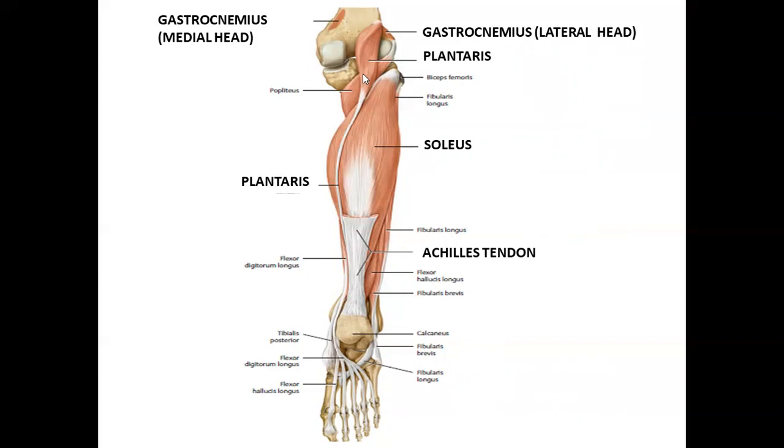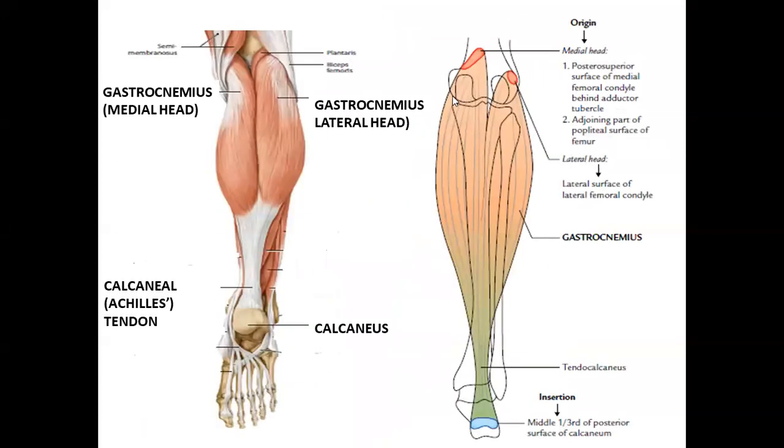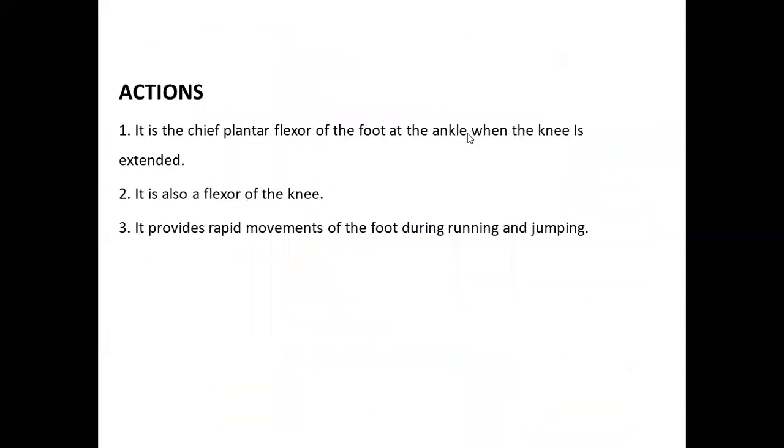Okay. Now, there is a condition that is known as tennis leg. Normally it is a painful calf injury in which there is a tear or strain in the medial head of gastrocnemius at its musculotendinous junction due to overstretching. So because of overstretching at its musculotendinous origin, there can be pain, which we call tennis leg.